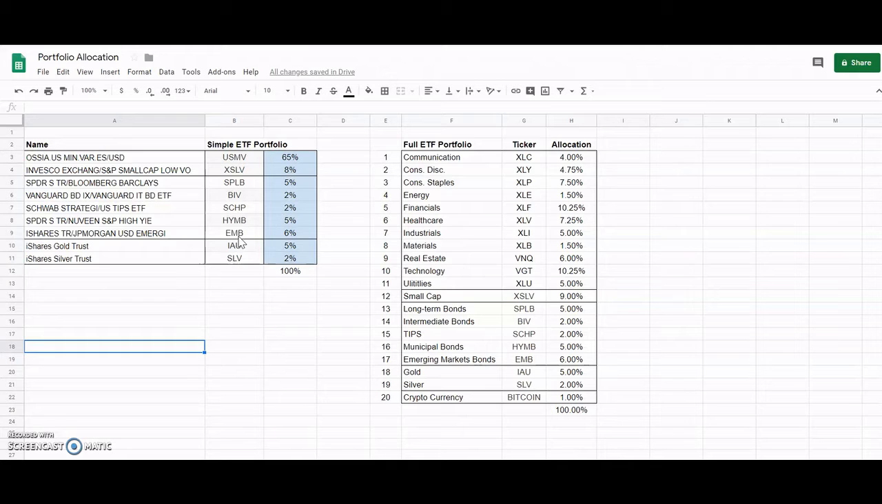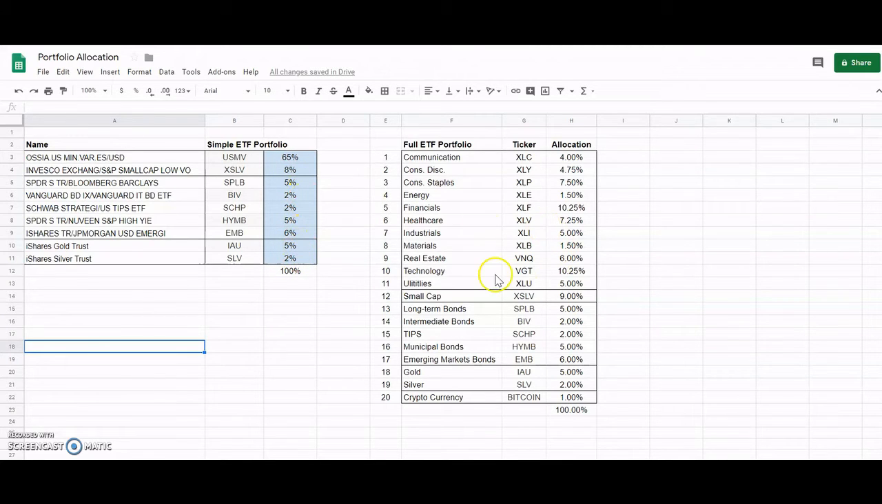So again, emerging markets bond fund here, and so that's a little international exposure. And then this is a gold ETF, and this is a silver ETF. And so this is just a sample portfolio allocation. You have about 73% stocks, 20% bonds, and then some gold and silver.